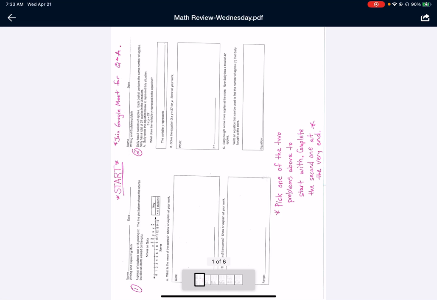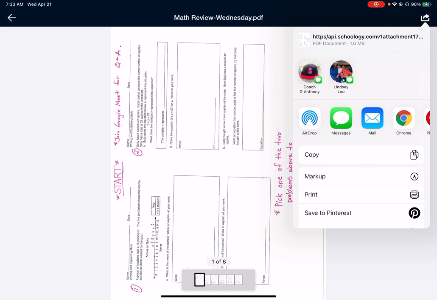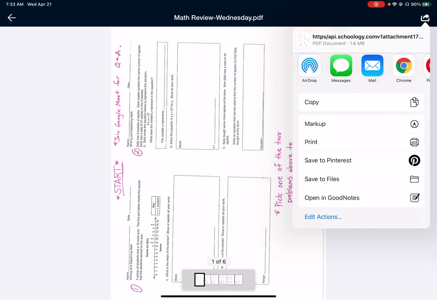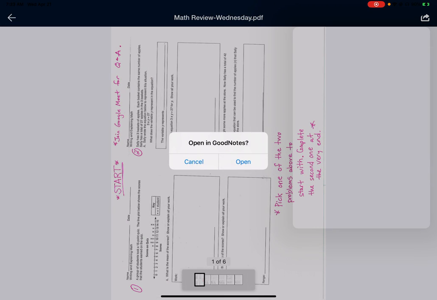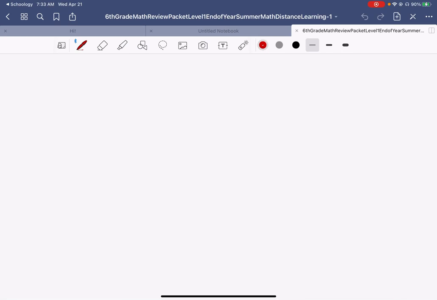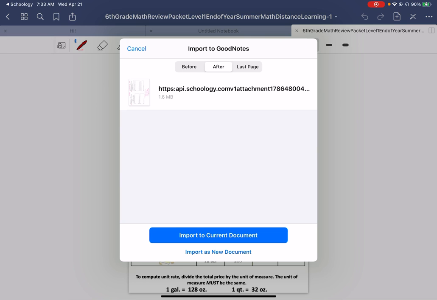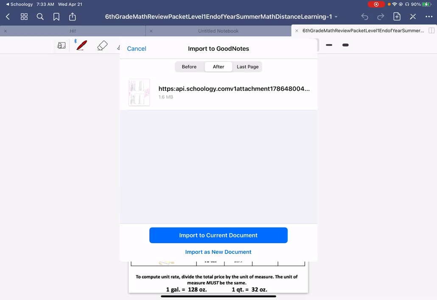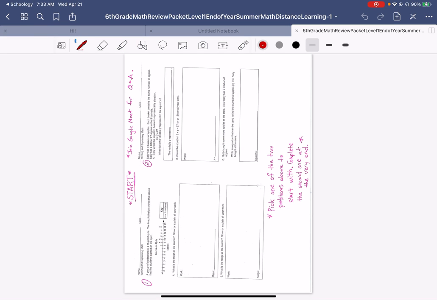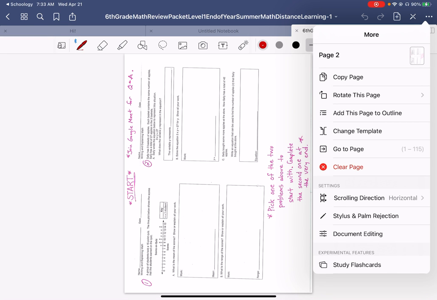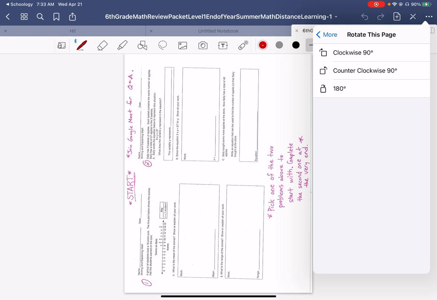So for some reason, when I downloaded it, it went a little crooked, and I'm hoping I'm able to switch it over when I get in this document. If I can't, this ought to be interesting. Rotate this page clockwise. There we go.